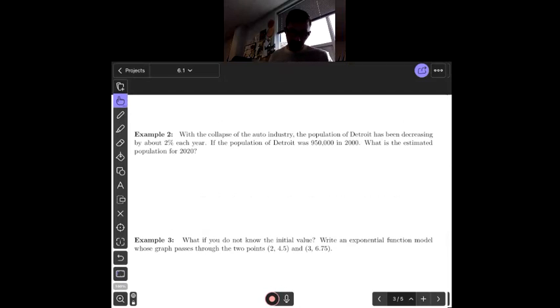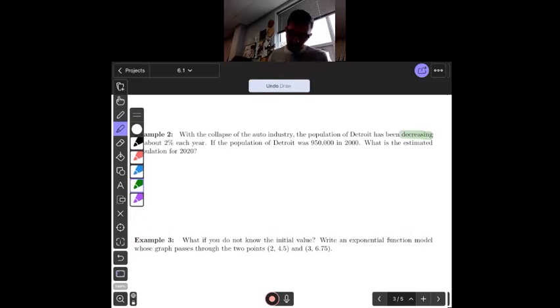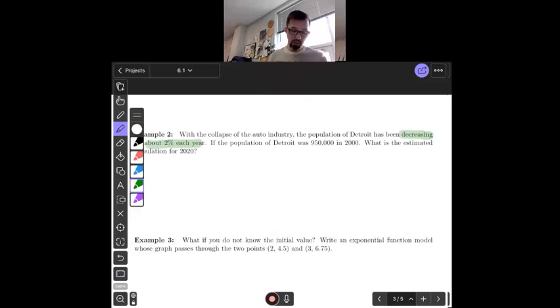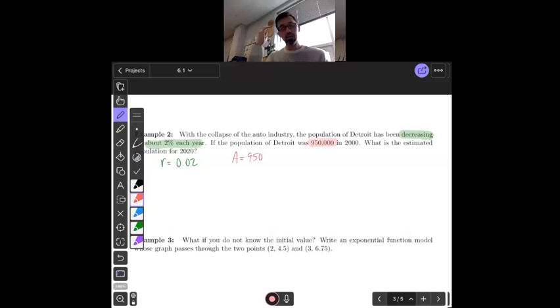Next one's pretty easy too. Collapse of auto industry causes the population of Detroit to decrease about 2% each year. There's our rate. So 0.02. I should convert that to a decimal correctly. Population of Detroit in 2000 was 950,000. So there's my A value. I'm going to go ahead and just call that 950. I'll just, again, keep in mind that that's going to be in thousands when it spits out.